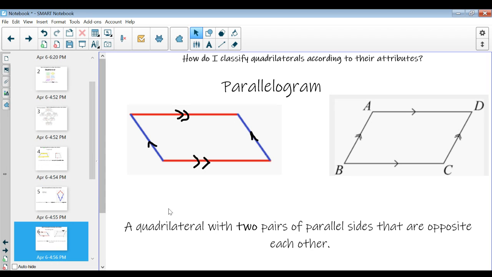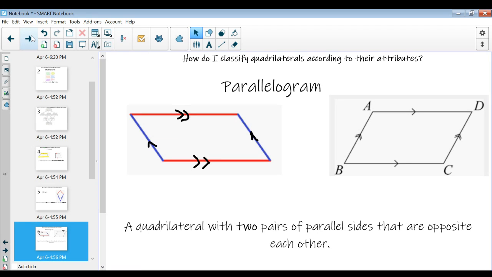And then you have a parallelogram. A parallelogram is a quadrilateral with 2 pairs of parallel sides that are opposite each other. So here you have the red lines. They are opposite, the top and bottom, and they're parallel. So these little arrows, since they both have 2 arrows, that means that they're parallel to each other. That's what that little symbol means. And then you have the 2 blue sides, the left and the right. They're opposite each other, and they're both parallel. Since there are 2 pairs of parallel sides, that makes this a parallelogram.